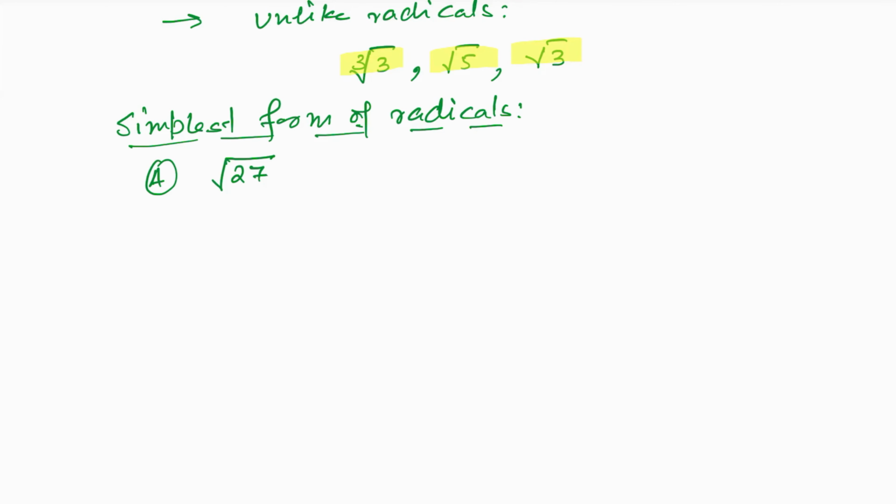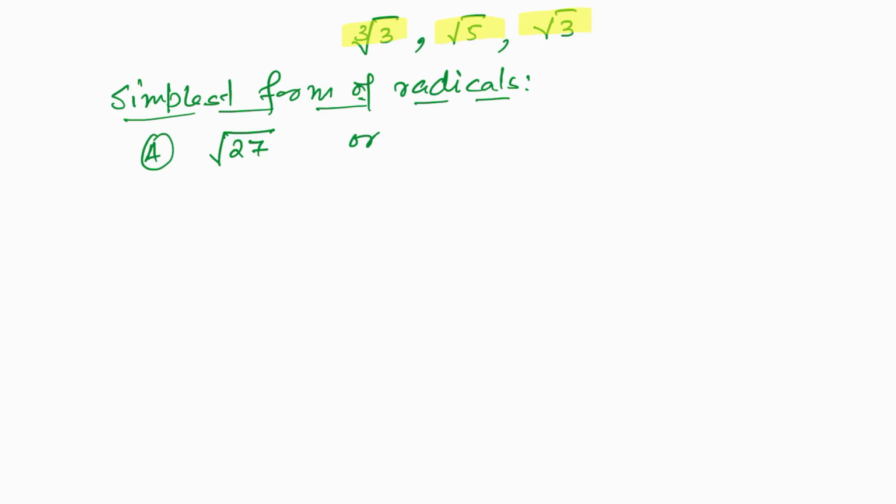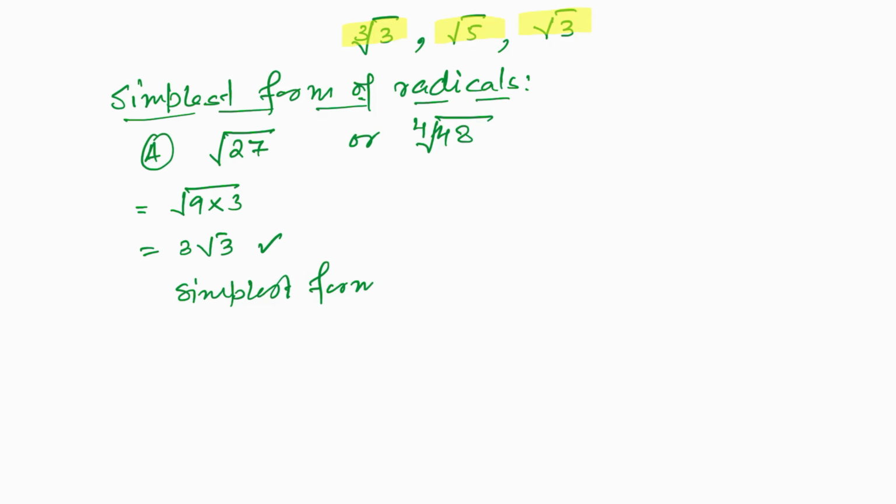Example: root 27 is not the simplest form. Or I can give you another example: the fourth root of 48 is not the simplest form. So why is it not the simplest form? Let's simplify it. 27 can be written as the square root of 9 times 3. The square root of 9 is 3. So 3 root 3 is the simplest form.